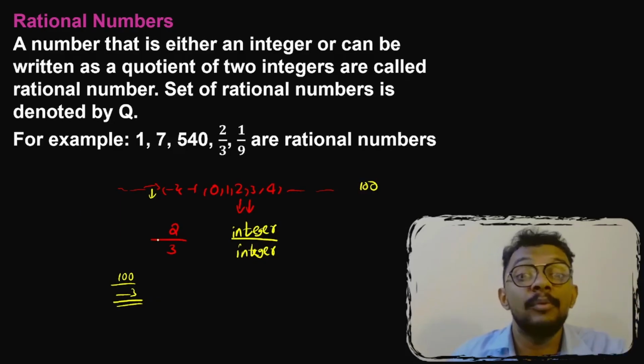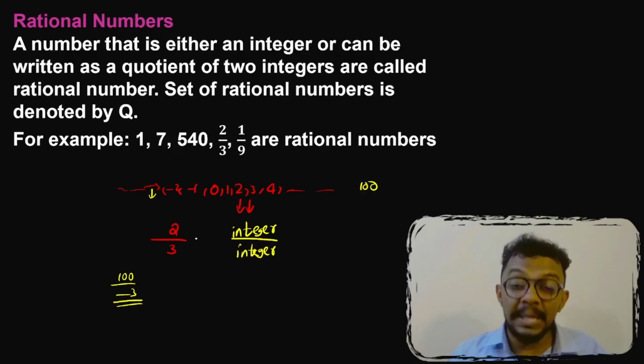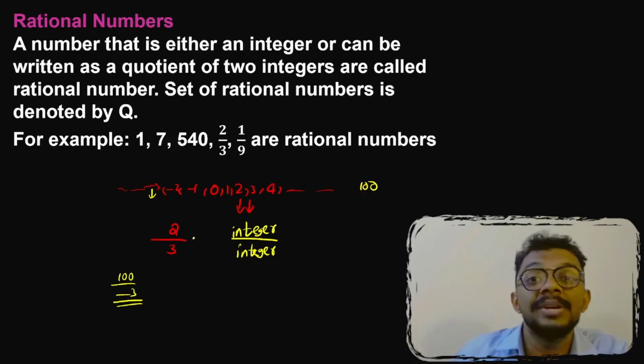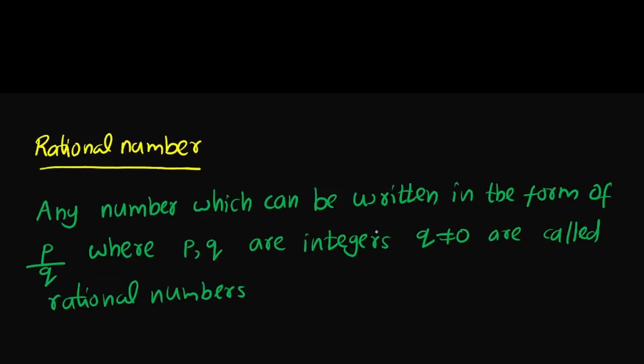Rational numbers have one more definition. What is the definition? A number of the form p by q, where p and q are integers, q not equal to 0, is called a rational number. That's the definition of rational numbers. Let's discuss it more. Any number which can be written in the form p by q, where p and q are integers, q not equal to 0, is called a rational number.